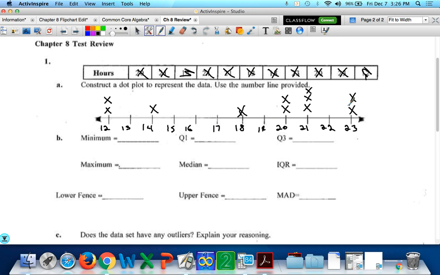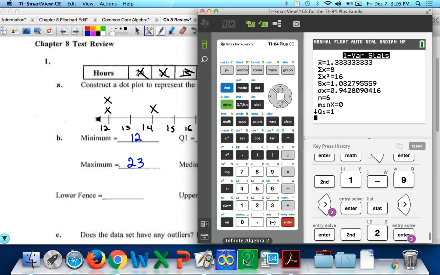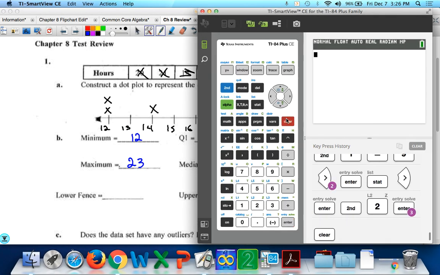All right. Now, some of these questions and blanks you can just answer from this data set. Our minimum is 12, and our maximum is 23. We already saw that. The median and the IQR you could do by hand, okay? The median, the Q1, Q3, and IQR. You can do all those by hand. Or we know that if we toss them in our calculator, it'll actually do all of it for us.